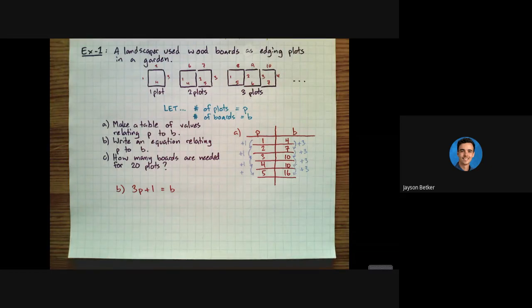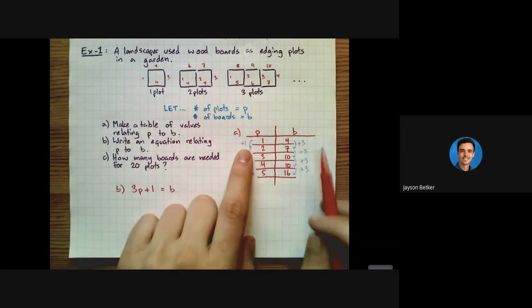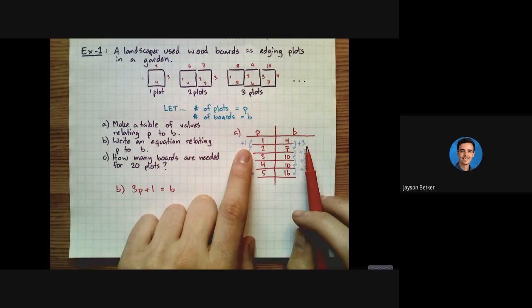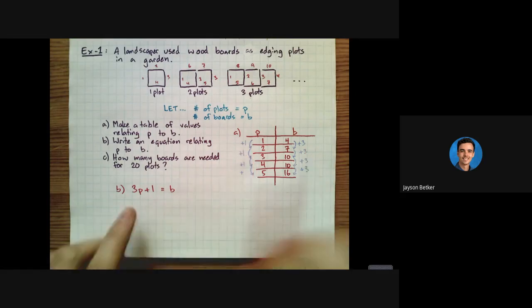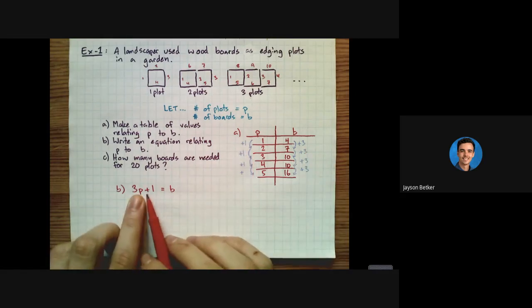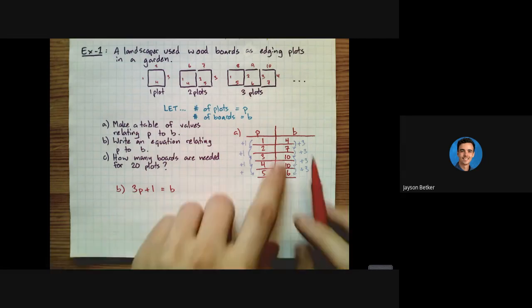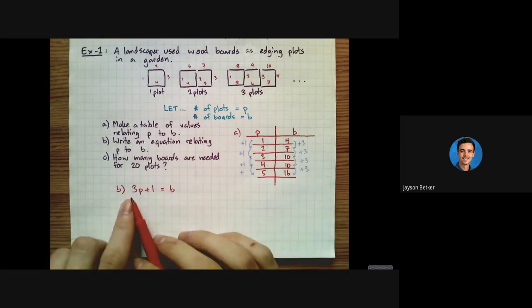But in this case, basically what I saw is that for every time this increases by 1, this has to increase by 3. So for my P to increase by 1 every time, I have to increase my B value by 3. So that's how that works.